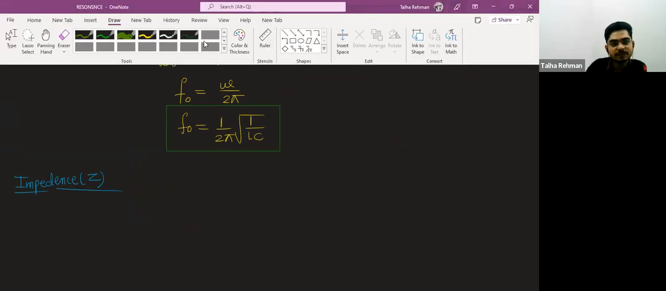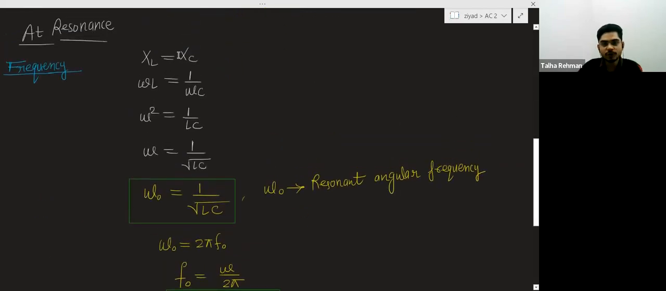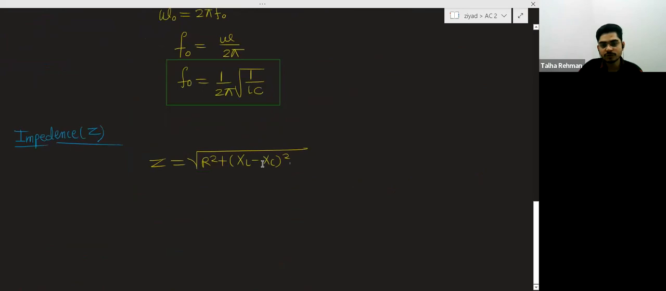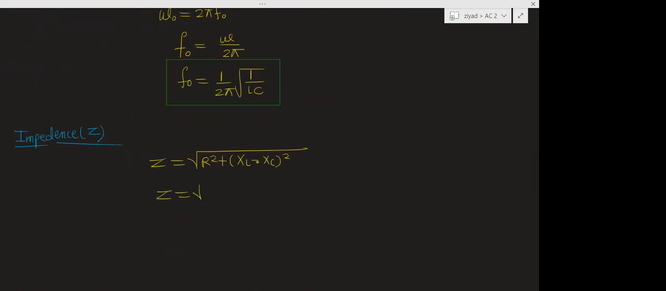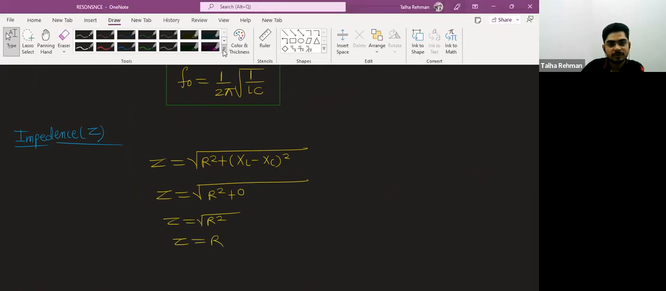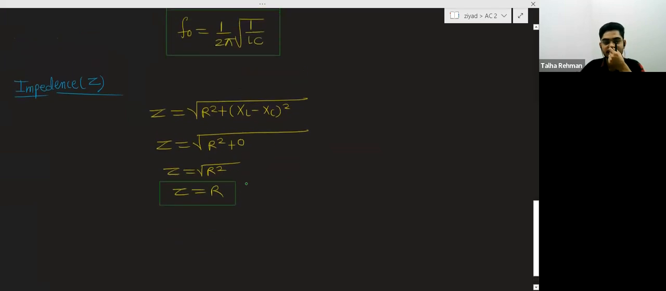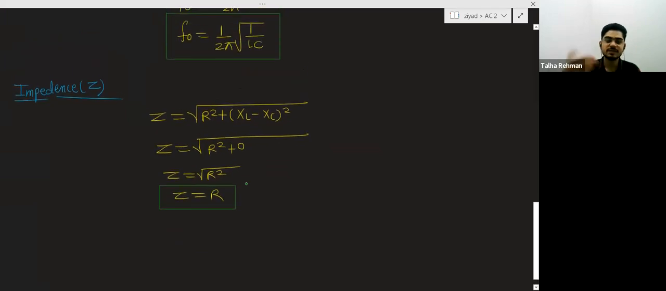What is the formula of the impedance? For the series LCR circuit, Z is under root of R square plus XL minus XC square. At resonance, I have told you XL becomes equal to XC, so the term XL minus XC becomes 0. So Z will be under root of R square, which means Z is equal to R. Basically, the impedance of the circuit is equal to the resistance of the circuit.